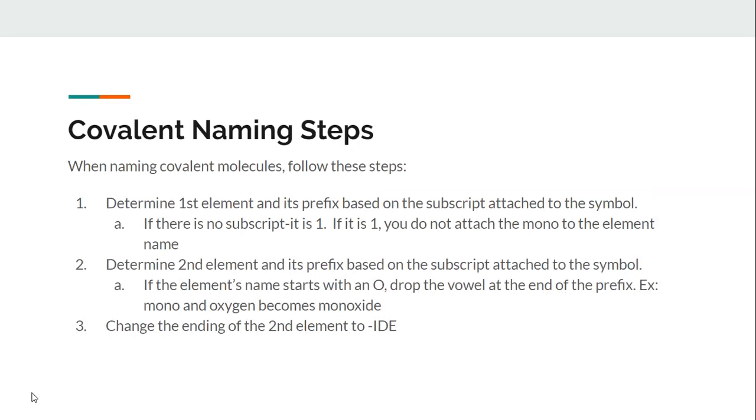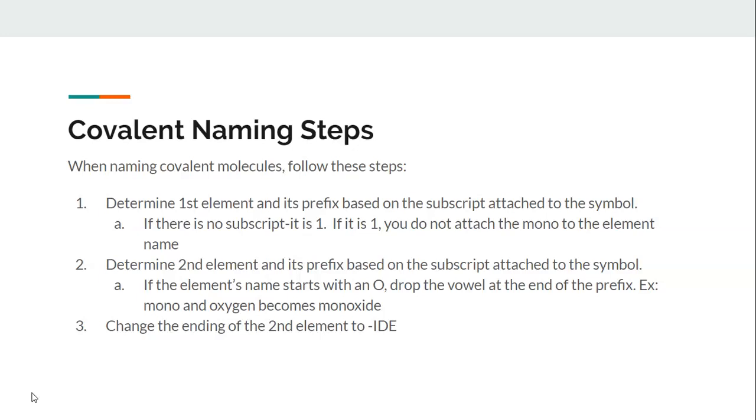When you're naming your covalent molecules, you're going to do these steps. First, you're going to determine the first element and its prefix based on the subscript attached to the symbol. If there is no subscript, that means there's only one. Scientists are lazy, we don't like to write extra things, so if we write this symbol, it has one of those atoms. If we have multiple atoms, we add a subscript to tell us how many there are. If it's 1, you're not going to attach the word mono to that element name. So the first word will not have mono as an option. It'll either say just the name or it'll have a prefix from 2 to 10.